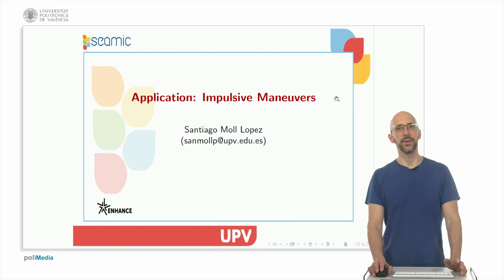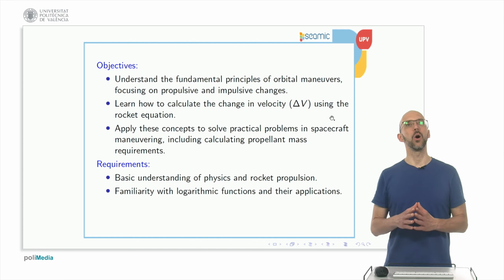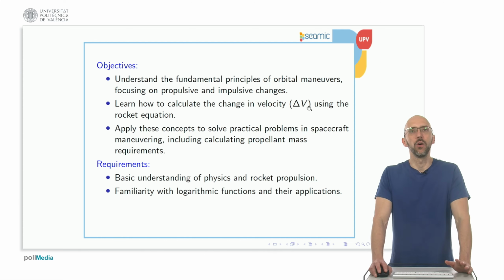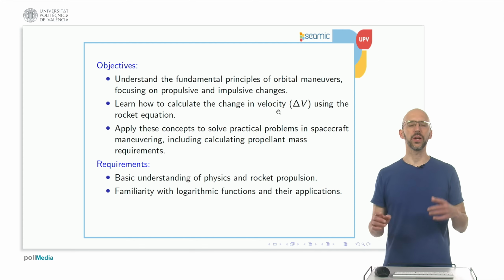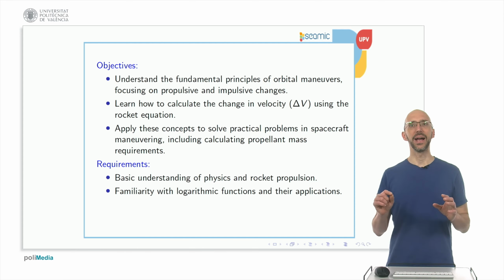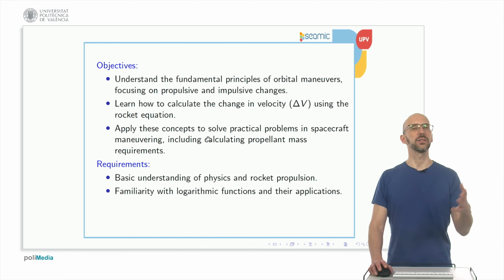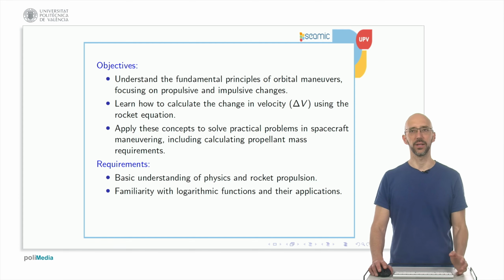Let's see impulsive maneuvers and the objectives of this video. We will try to understand the fundamental principles of orbital maneuvers. We will focus on impulsive changes of the velocity. We will learn how to calculate the change in velocity, which we are going to call delta V, an important notion in orbital mechanics. We are going to use the rocket equation, and we will apply these concepts in a practical example.